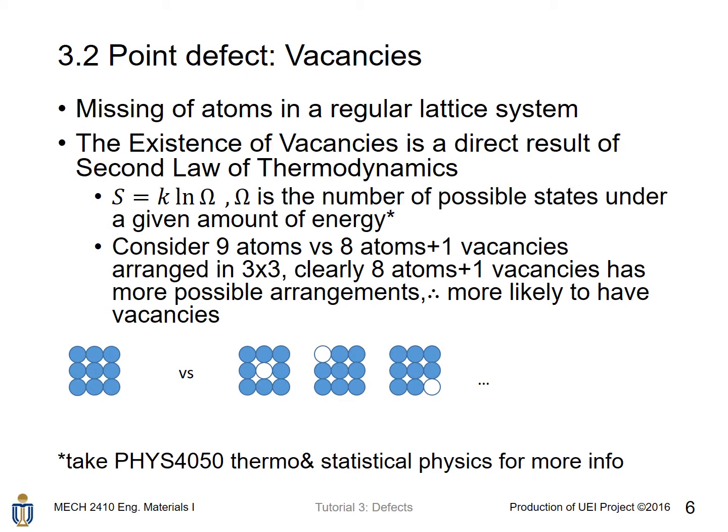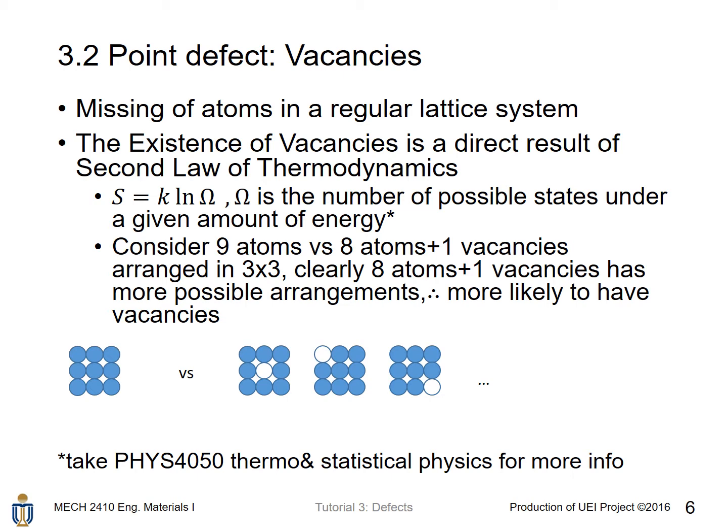Vacancy is a missing atom in a regular lattice system. The existence of vacancies is a direct result of the second law of thermodynamics. Using the definitions from statistical physics, S is equal to K times ln omega. S is the entropy, and K is a constant, the Boltzmann constant. Omega is the number of possible states under a given amount of energy.